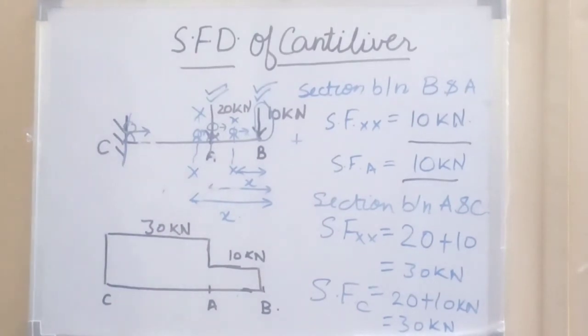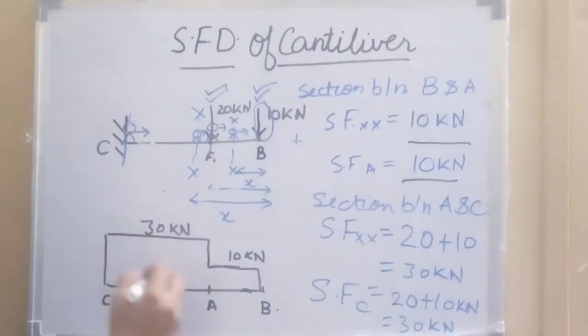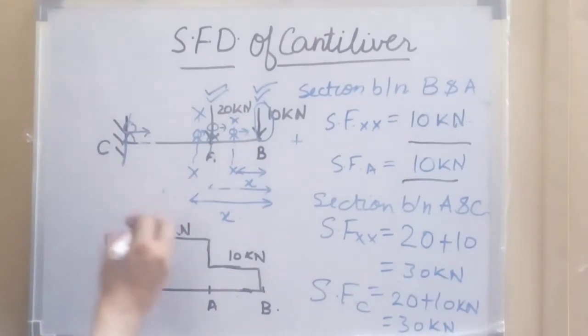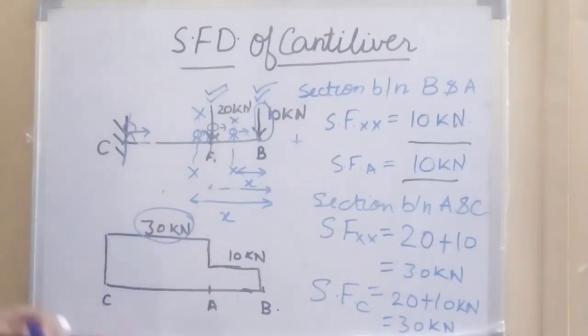In this way we can draw the shear force diagram for this case. This will be 30 kilonewton shear force and this will be 10 kilonewton. Between B and A, shear force is 10 kilonewton, and between the section A and C, the shear force has remained 30 kilonewton, which is constant. Therefore, this line is also constant.